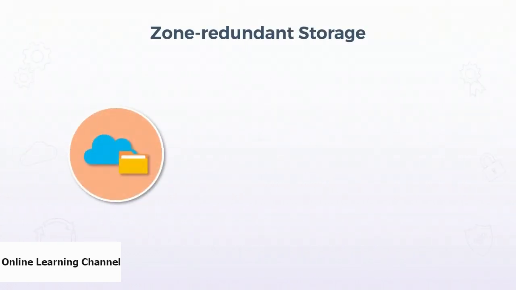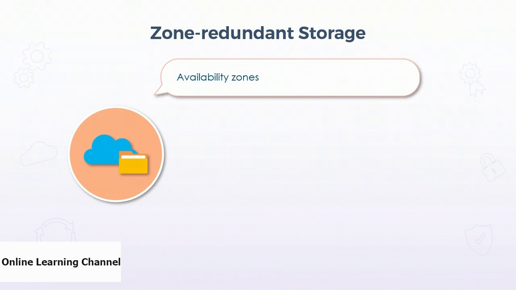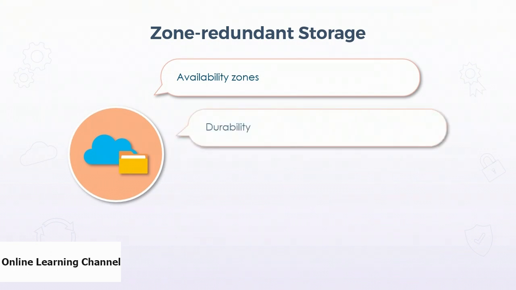Zone redundant storage is used to replicate data synchronously across 3 availability zones. These availability zones are in the primary region that you're using. These availability zones are located in different physical locations of that region, and they have their own power, networking, and cooling capabilities. So it's 3 different data centers within your region. Zone redundant storage is great for data durability and your applications that really need high availability.